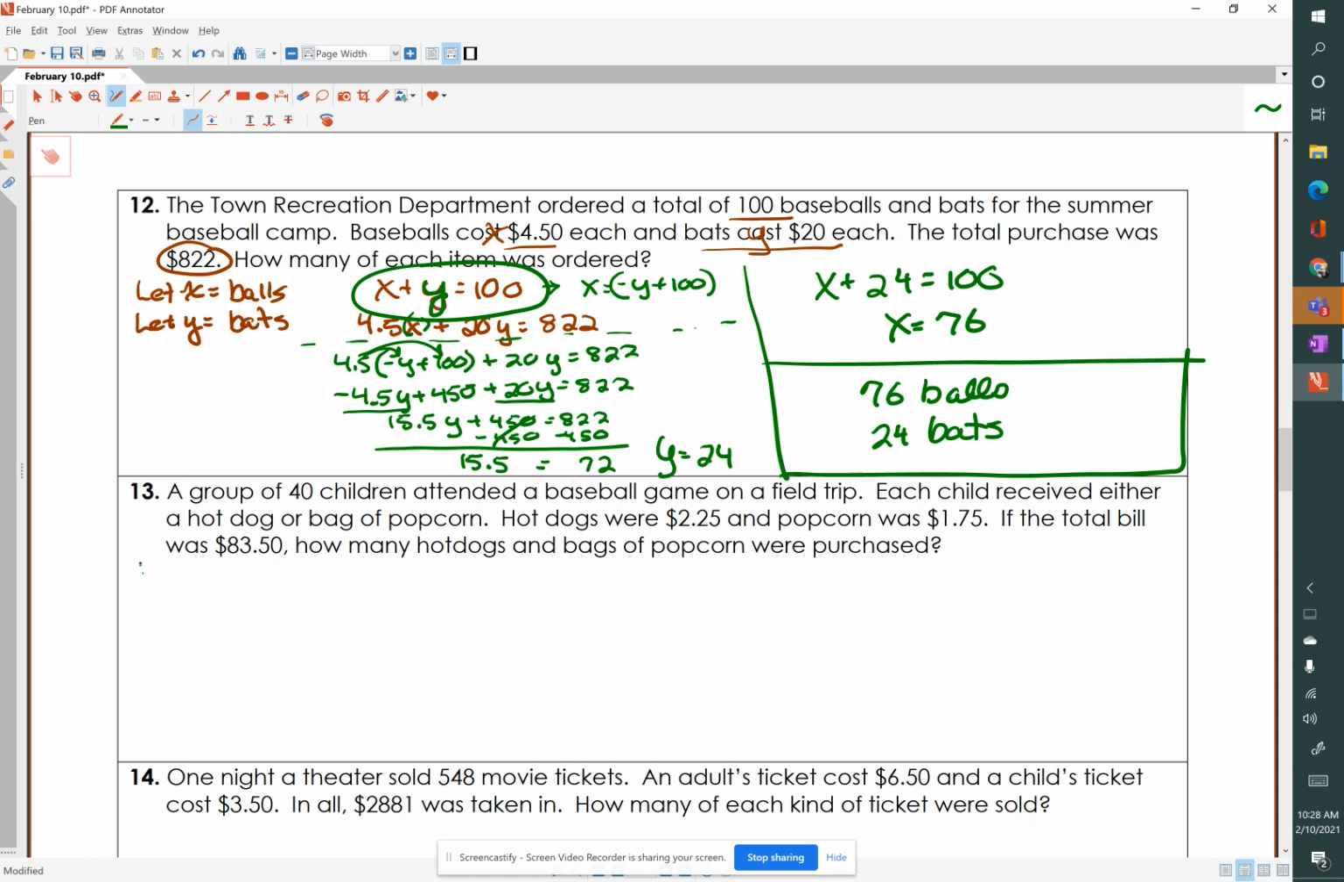If the total bill were $83.50, how many hot dogs and how many bags of popcorn were purchased? All right, X box first. So I'm going to let X equal hot dogs, and I'm going to let Y equal chips, or popcorn, excuse me. I like chips better than popcorn, but they got popcorn. And so we know that there were 40 children, so we know that x plus y equals 40.